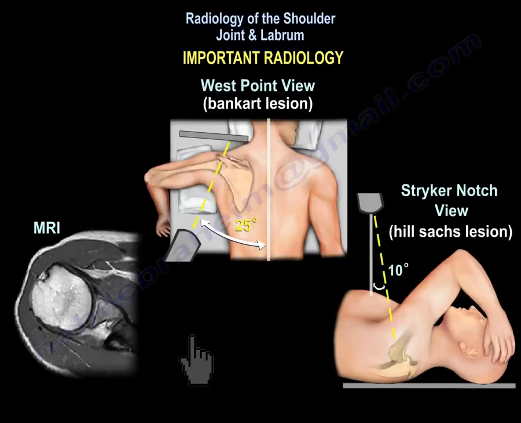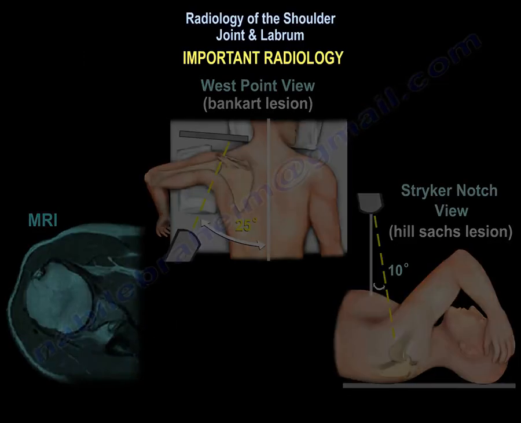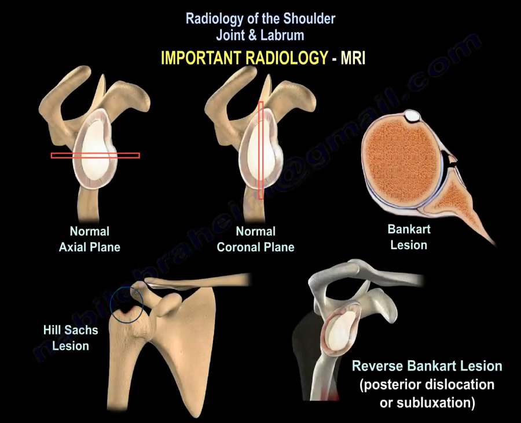How about the MRI? So here in the MRI, you will talk about normal axial plane, normal coronal plane, Bankart lesion, Hill-Sachs lesion, and reverse Bankart lesion for posterior dislocation or instability.